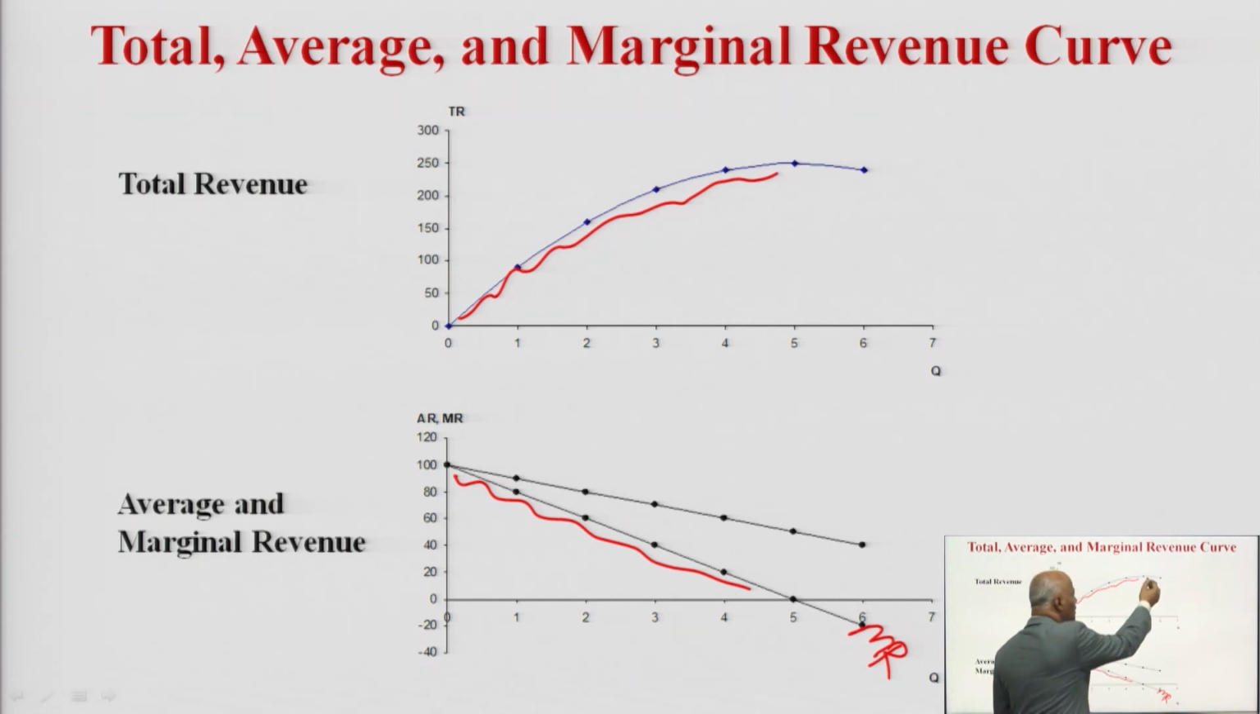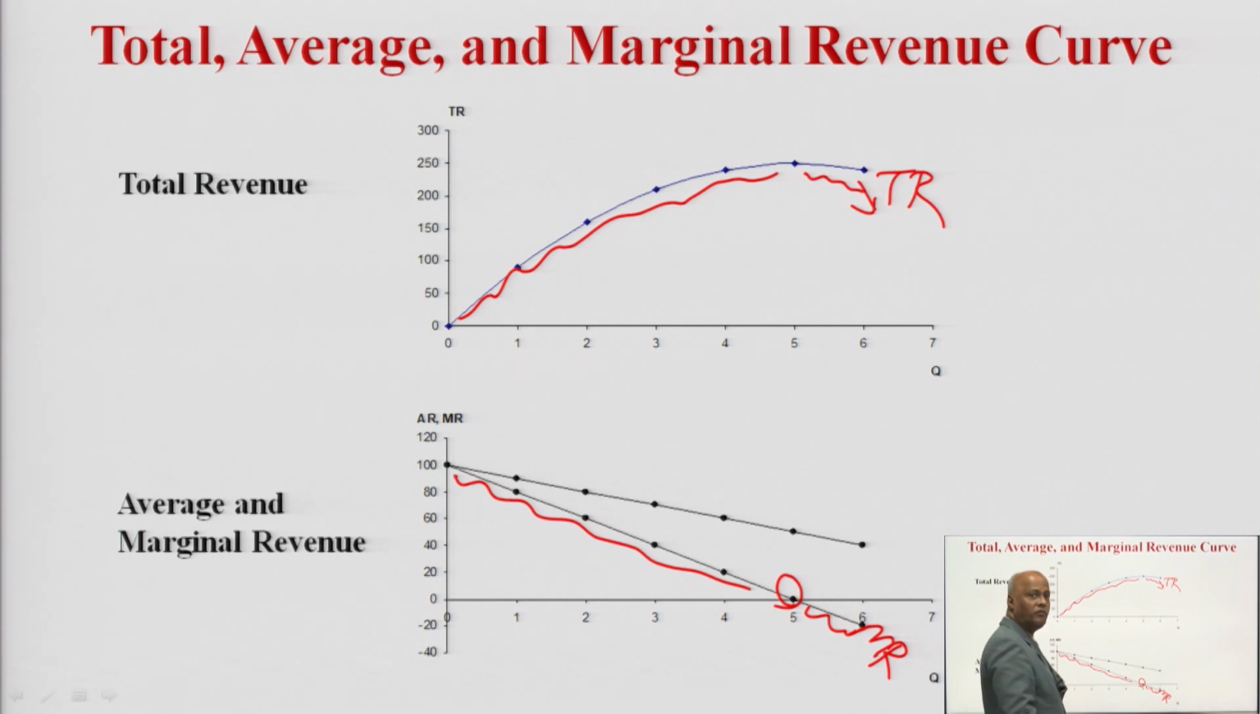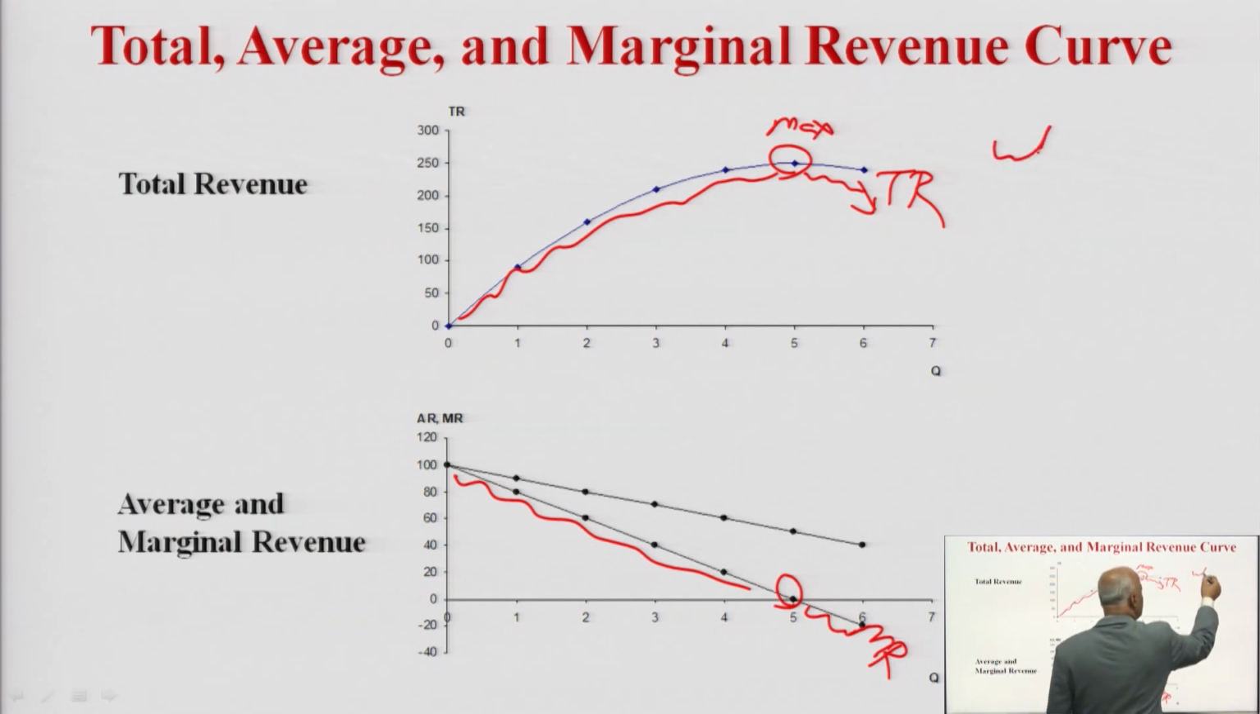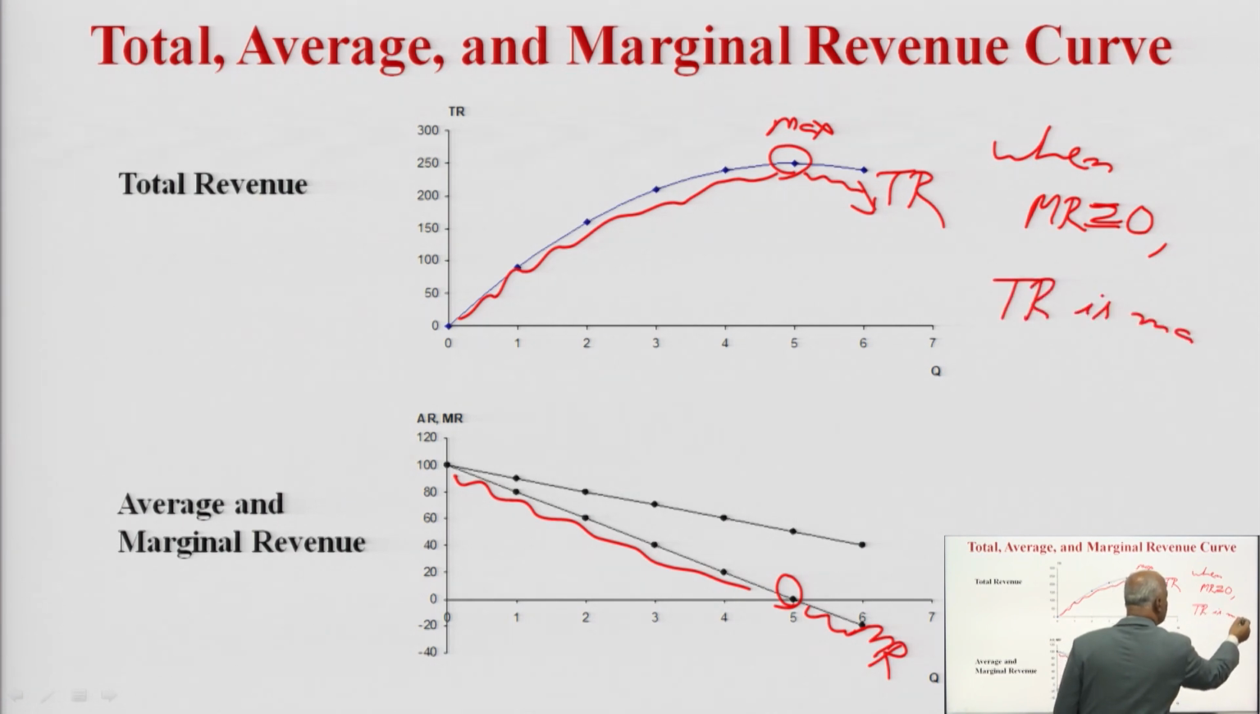Similarly, after some time you will be finding that total revenue declines. When total revenue declines, this is the TR. So, when total revenue declines, what is happening to the marginal revenue? Marginal revenue is becoming negative. Now, when marginal revenue is 0, at 0.5 quantities sold, then you will be finding that total revenue is maximum. That means when marginal revenue is equal to 0, then total revenue is maximum.